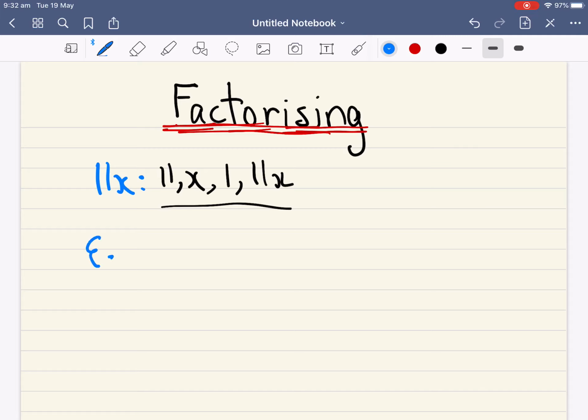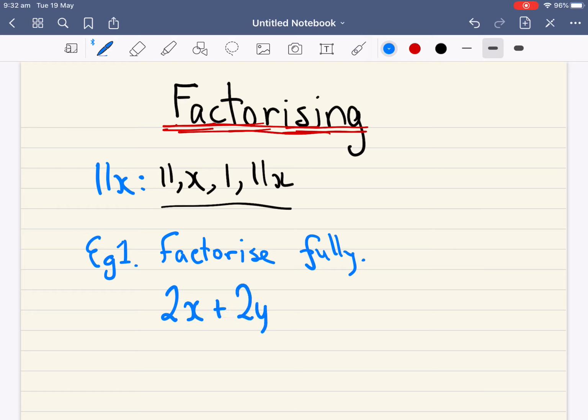So let's look at our first example. Let's say the question asks us, and you often see this in exams and textbooks, it'll say factorize fully, right? It just means factorize it as much as possible. All right, don't worry about that too much right now. Let's just have a look at our first question. Let's say we have 2x plus 2y. Okay, so we want to factorize this.